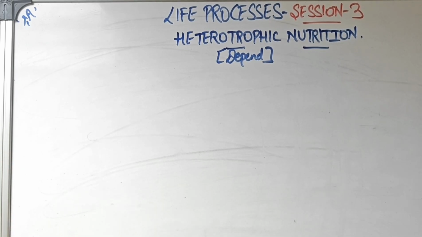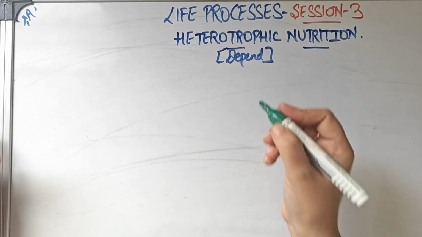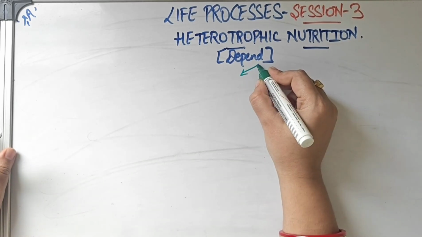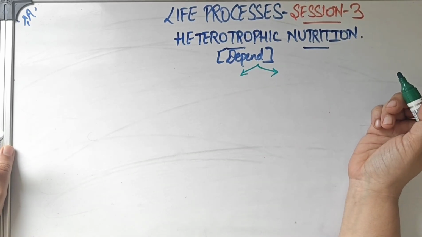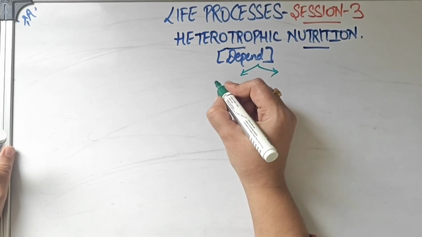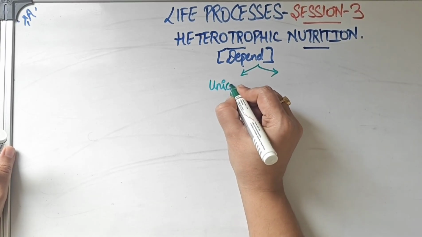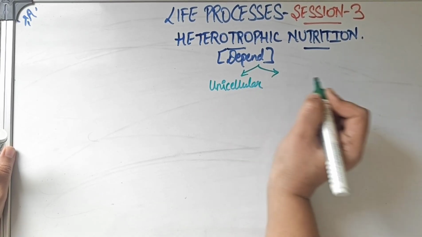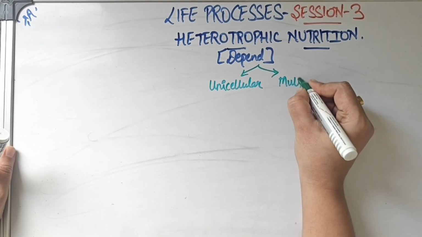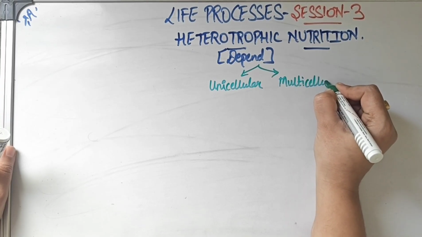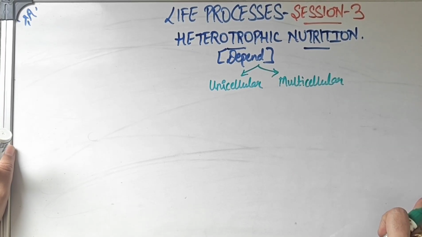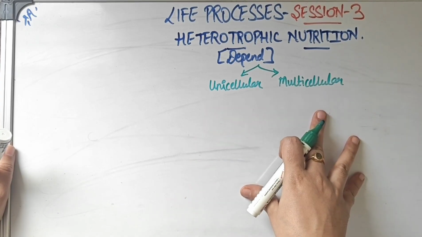Now see, in our first video, we had already spoken that whenever we are talking about this mode of nutrition where one is depending on someone else, it could be different in the case of organisms which have a very simple body like unicellular, and it could be entirely different when we are talking about a complex body organism like a multicellular organism. So we are going to understand this process taking examples of both the categories.